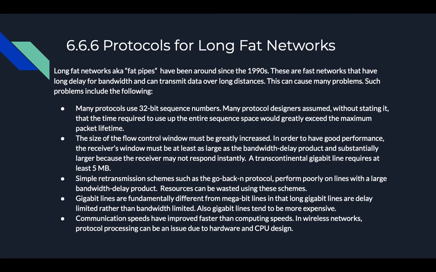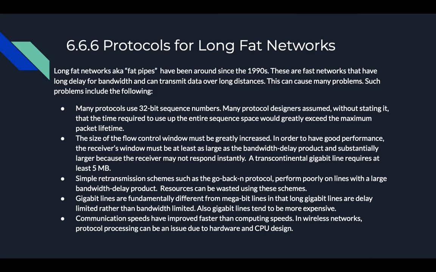Onto 6.6.6, protocols for long fat networks. Long fat networks, also known as fat pipes, have been around since the 1990s. These are basically fast networks that have long delay for their bandwidth and can transmit data over long distances. However, this can cause many problems. Some of these problems include the following. The first is that many protocols use 32-bit sequence numbers. Many protocol designers assumed without stating it that the time required to use up the entire sequence space would greatly exceed the maximum packet lifetime.